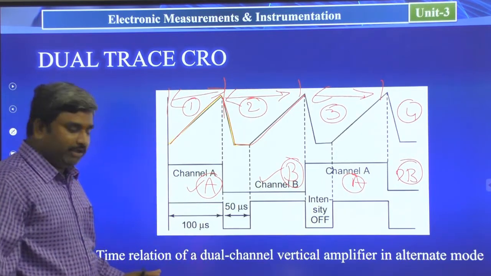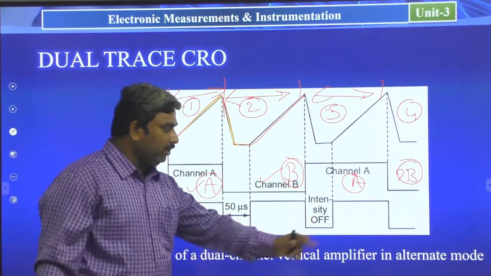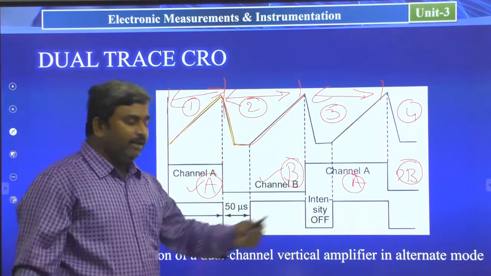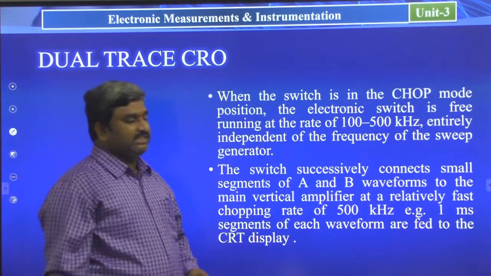This is the graph representing the time relation of a dual channel vertical amplifier in alternate mode.